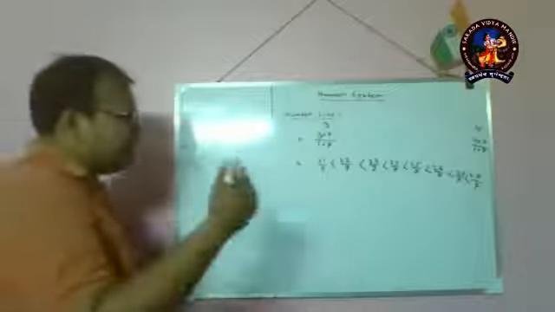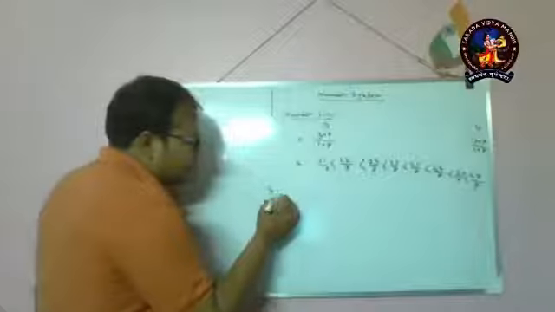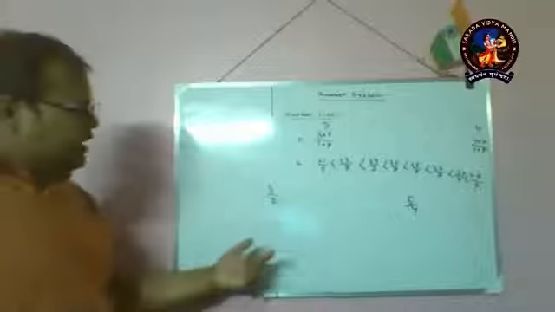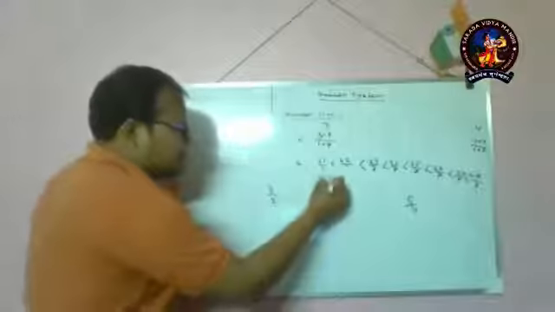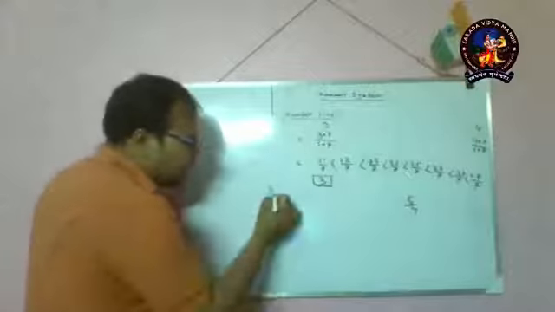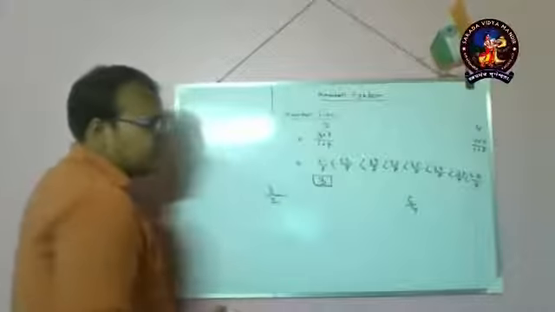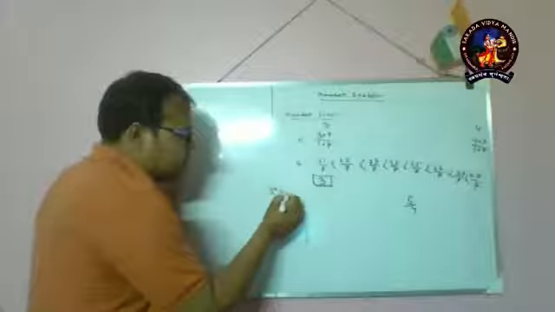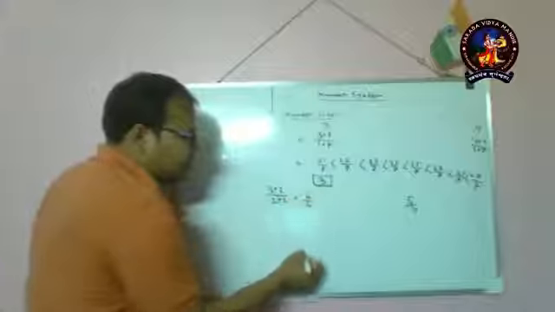Let's take another example here. Suppose 3 by 2 and 5 by 4. These two rational numbers are given to us, and we have to find 3 rational numbers in between them. First of all, we have to convert both of them into like fractions. How to convert them into like fractions? First you do the LCM of 2 and 4. And we know how to convert them into like fractions. Okay, so we have converted it. 6 by 4 and 5 by 4.